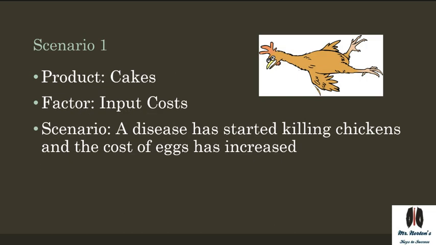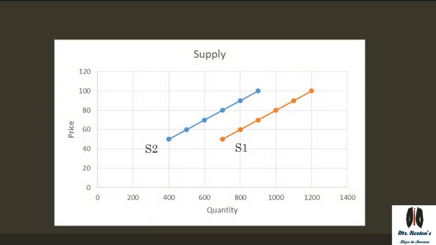A disease has started killing chickens, and the cost of eggs has increased. Well, we just went over the input cost one, and I talked about how if the price increases, I'm going to make less of something. So our curve should look like this. We got a supply curve on the right that would signify our original one, and now we're making less.